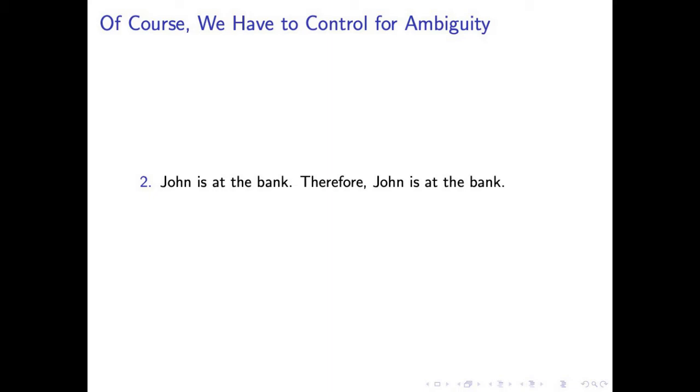We know how to deal with these kinds of things. In particular, you would say there are actually two items, bank 1 and bank 2, and so the real logical form deviates from what you see at the surface. And you have to take that into account when you're characterizing validity.